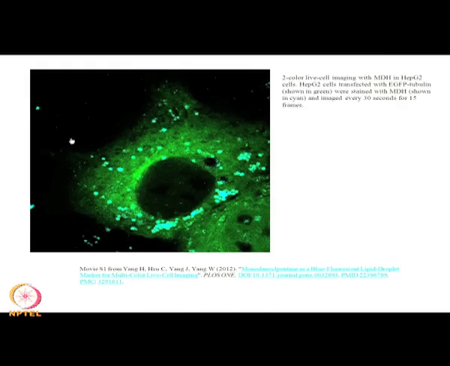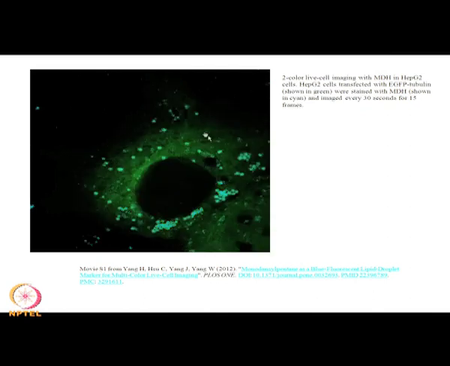Now, as promised in the last lecture, we will just give you this live cell image of 2-color live cell imaging of MDH in HEP G2 cells. These HEP G2 cells were transfected with this EGFP tubulin, shown in green, and were stained with MDH, shown in cyan, and imaged after every 30 seconds. It is taken from this reference. So let's try to see what is happening here.